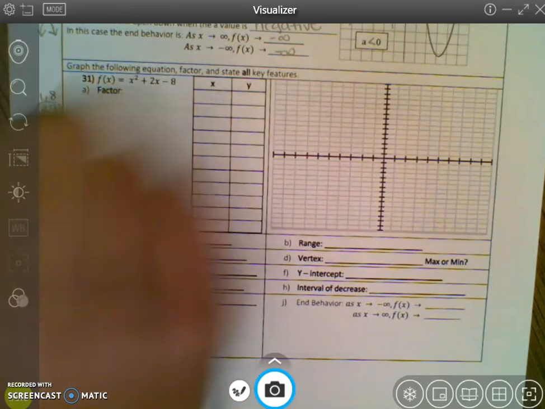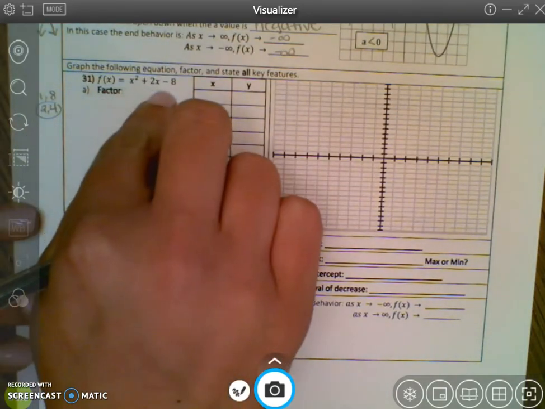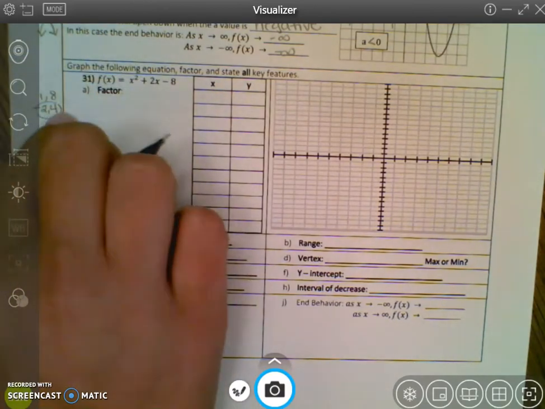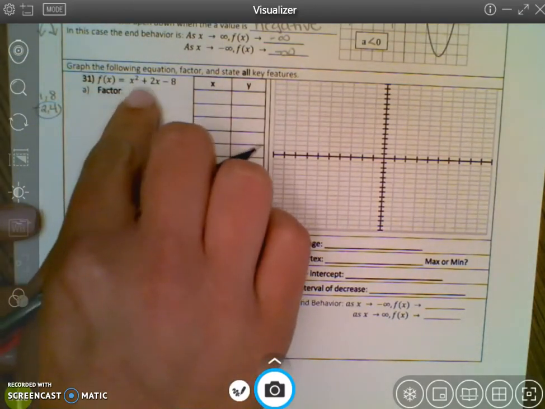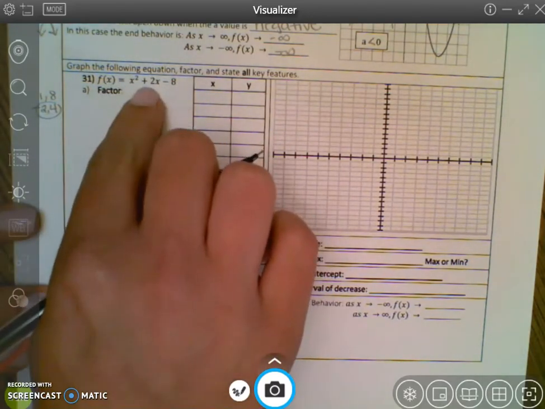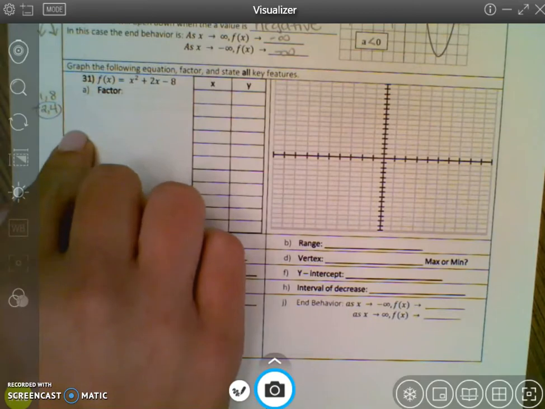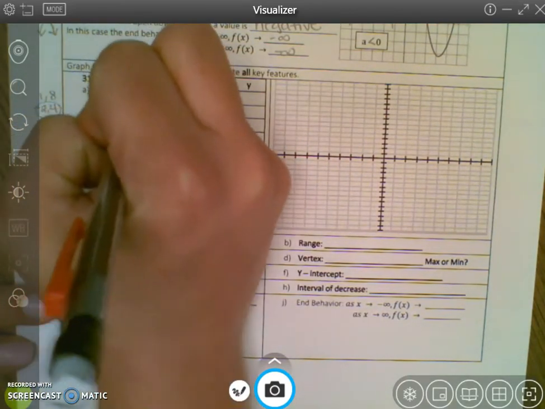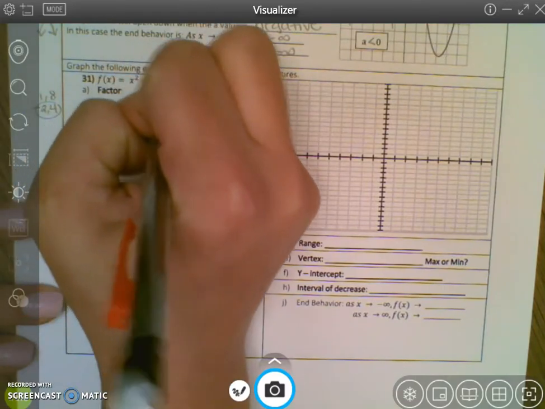So when I factor this, one of them has to be negative and the smaller one has to be negative because 4 minus 2 gives me a positive. If this is positive, the bigger number has to be positive. If this was negative, the bigger number would have to be negative. So it's all based off the bigger number. So this would be x minus 2, x plus 4.